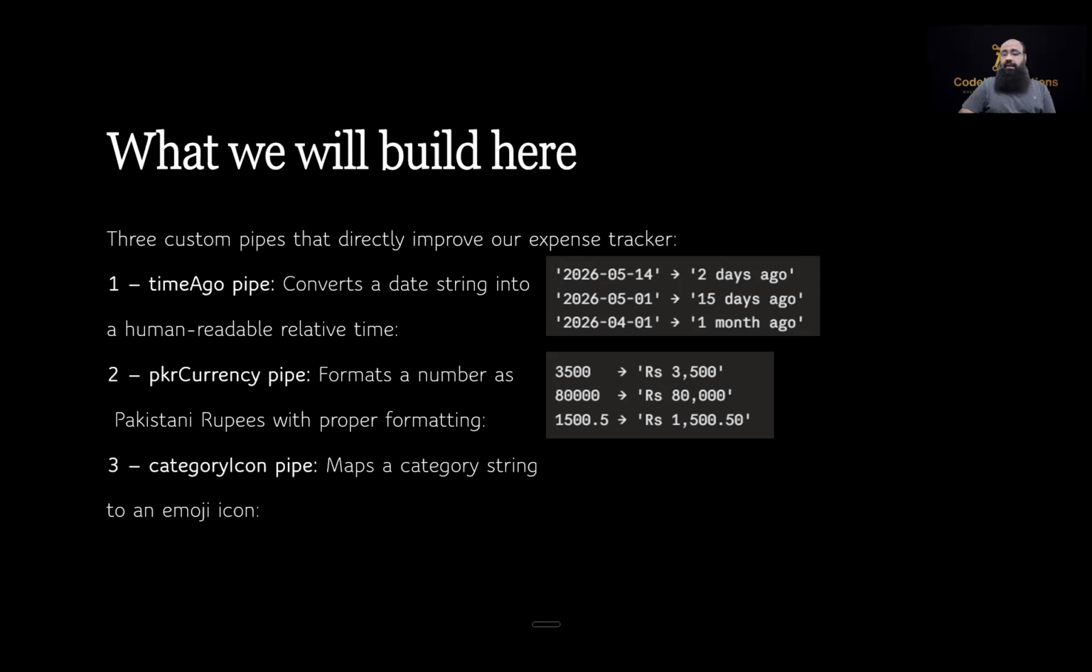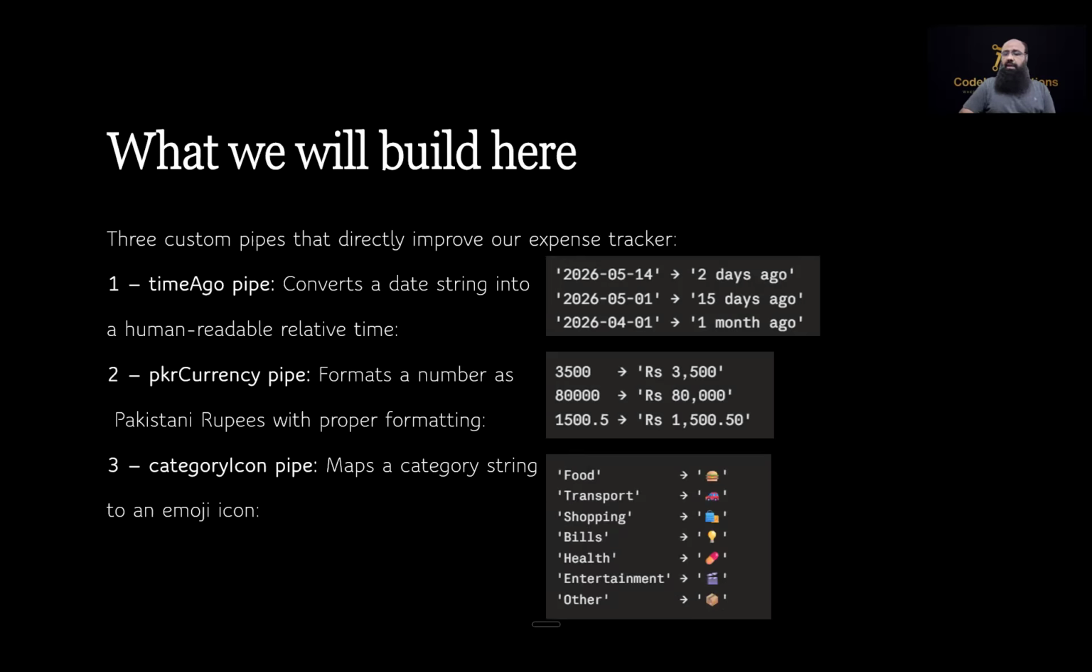Then comes the category icon pipe. What it's going to do: we have created a map of category to emoji icon. If any category is being used, for example food, this icon is going to get displayed next to this food.